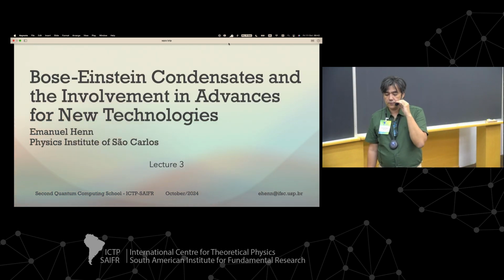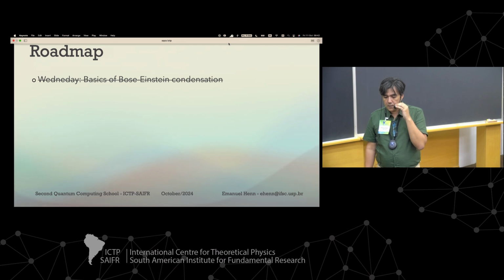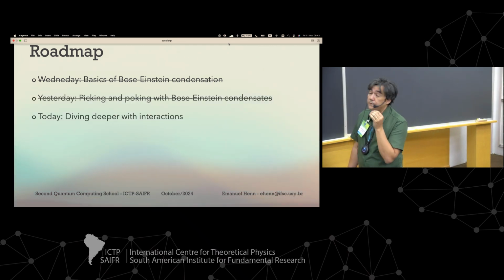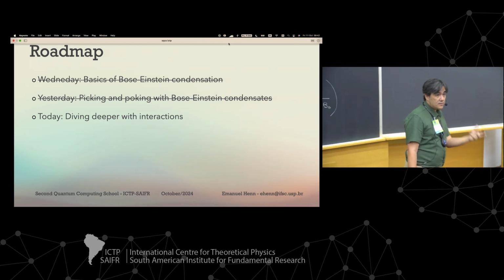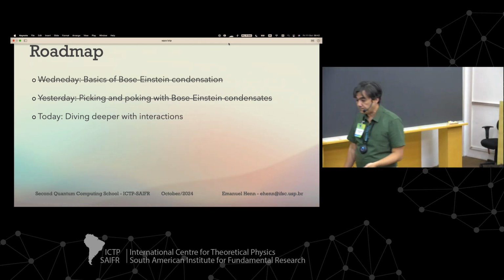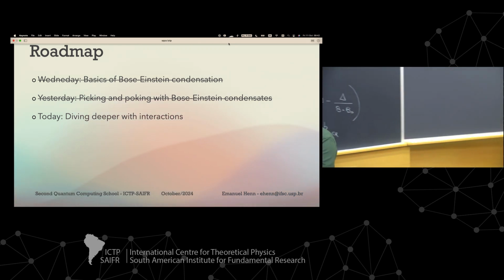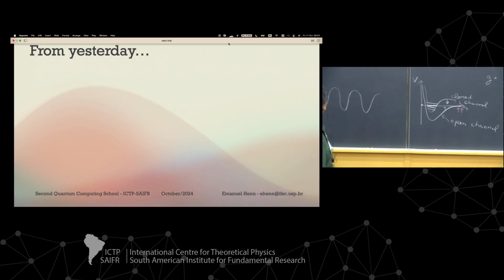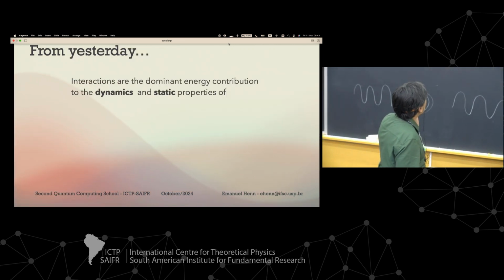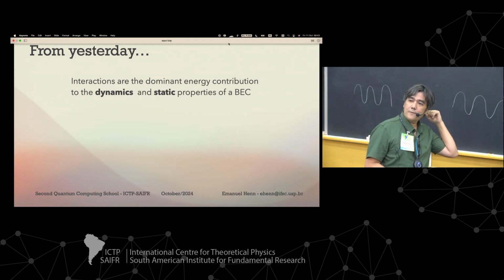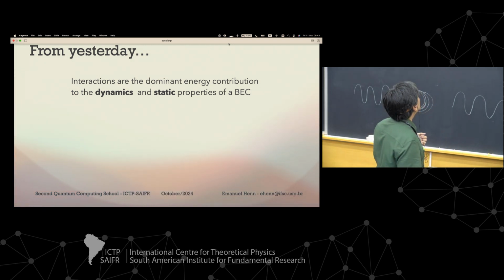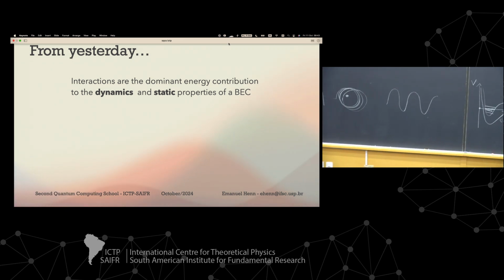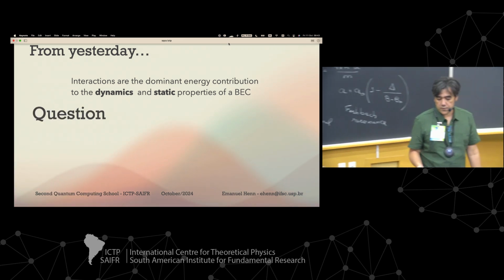So, lecture 3. Wednesday, yesterday, today we dive deeper with interactions, just because they are our most important ingredient in this soup. So, from yesterday, from a few minutes ago, interactions are the dominant energy contribution to the dynamics and to the static properties of a BEC.